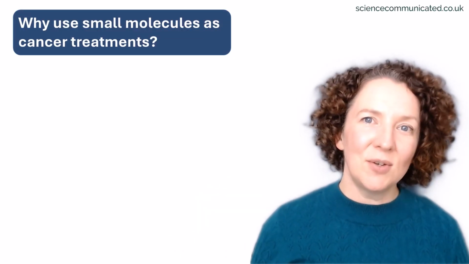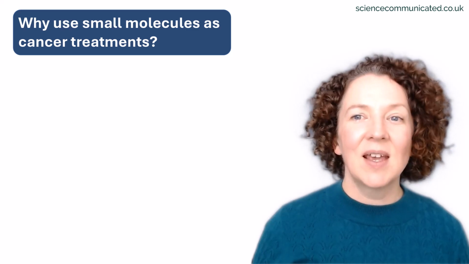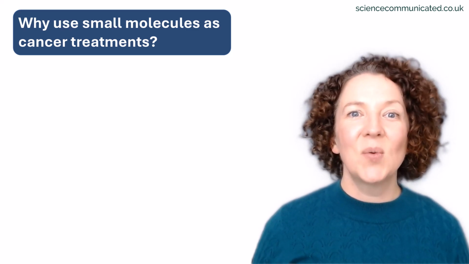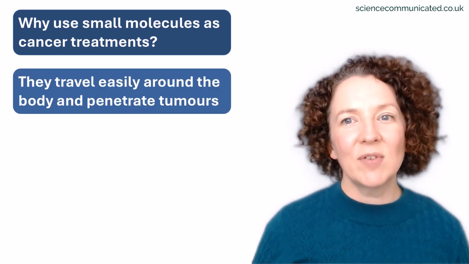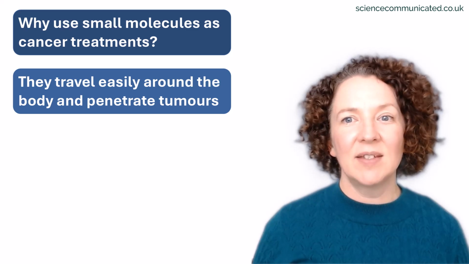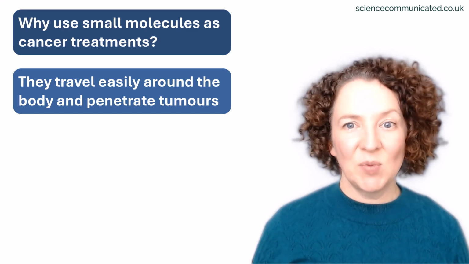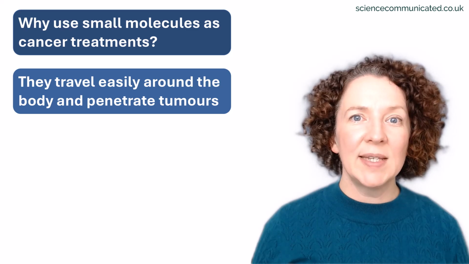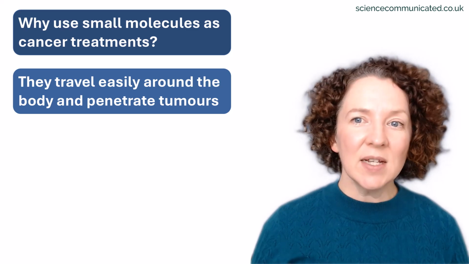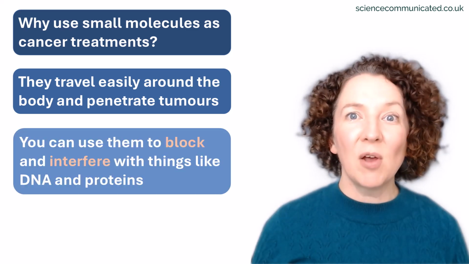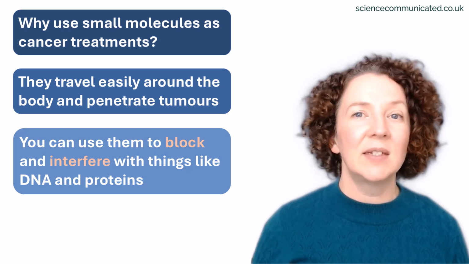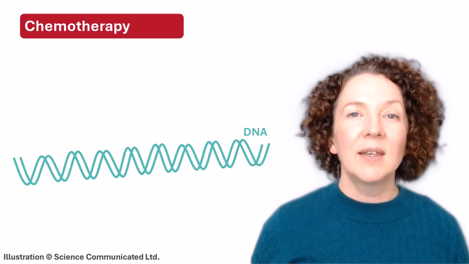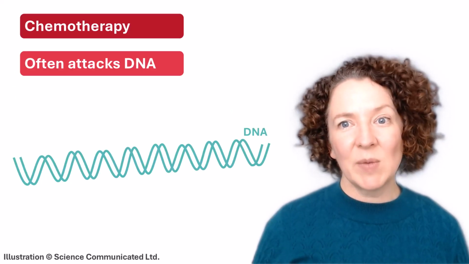So why do we use small chemical compounds as cancer treatments? Well, one reason is that they travel easily around the body in the blood. They are much smaller than antibodies, so they penetrate tissues, including tumours, more easily. And when they reach cancer cells, we can use them to block things and interfere with things like DNA and proteins. Chemotherapy drugs often damage DNA.